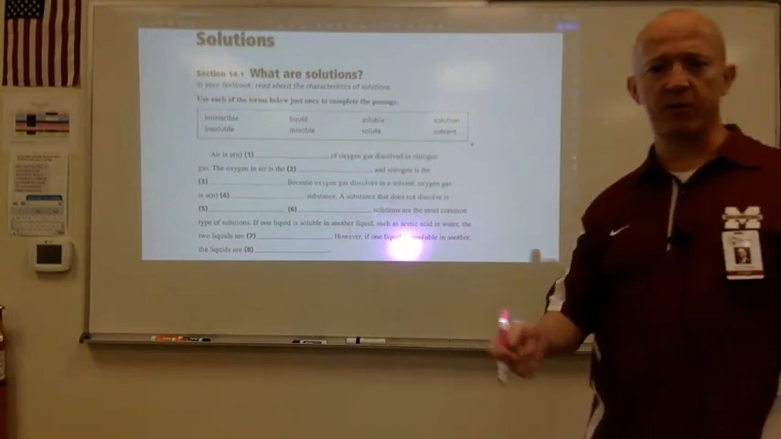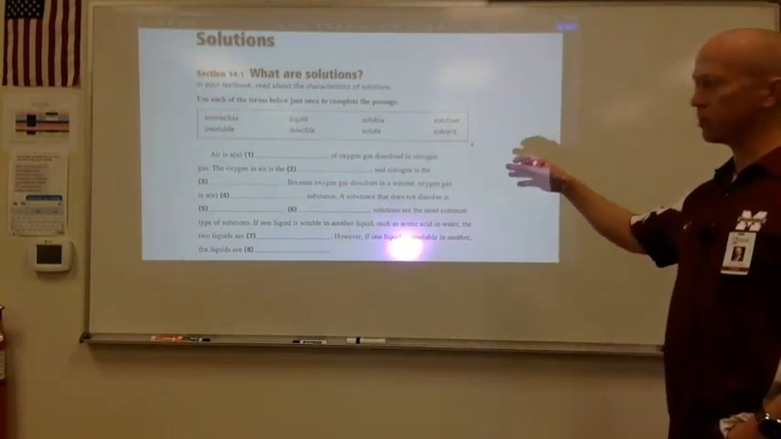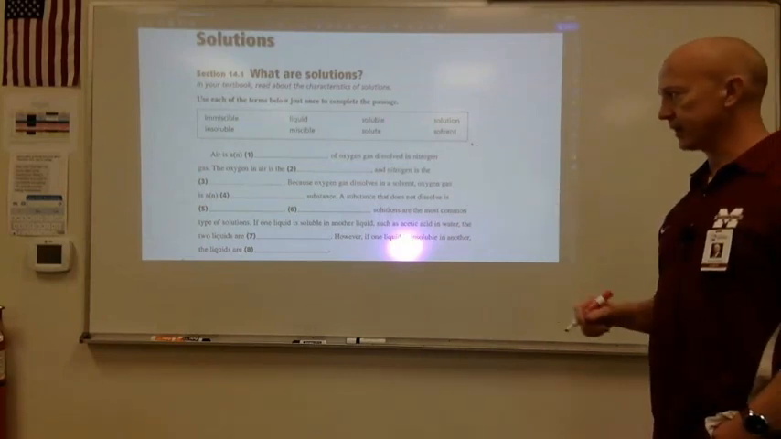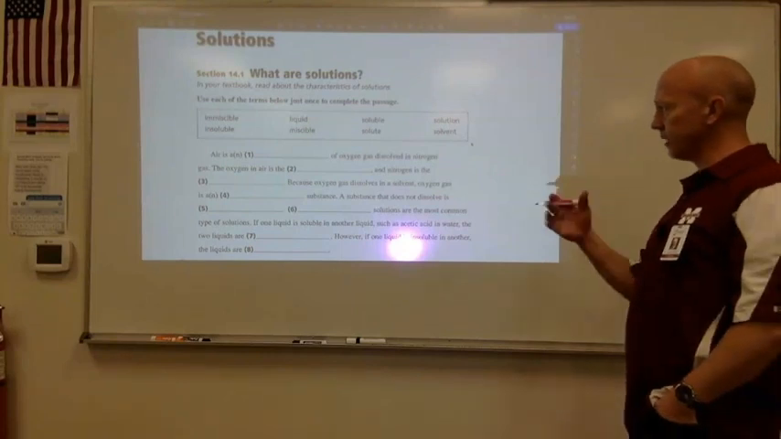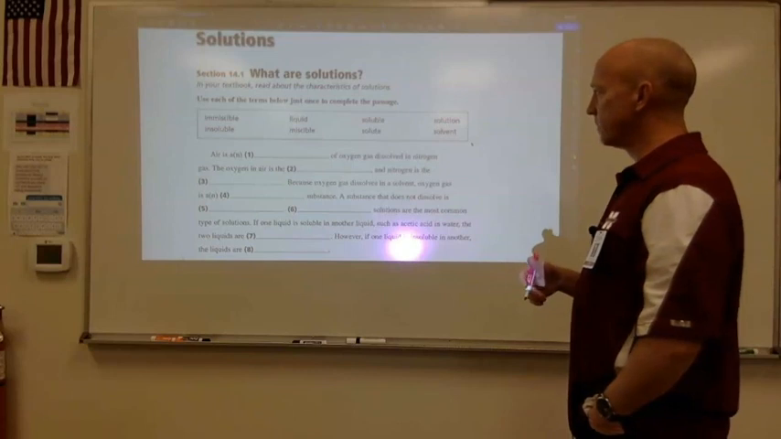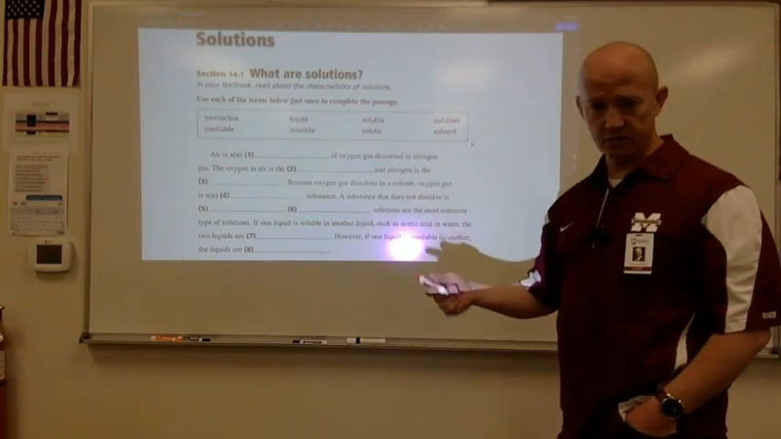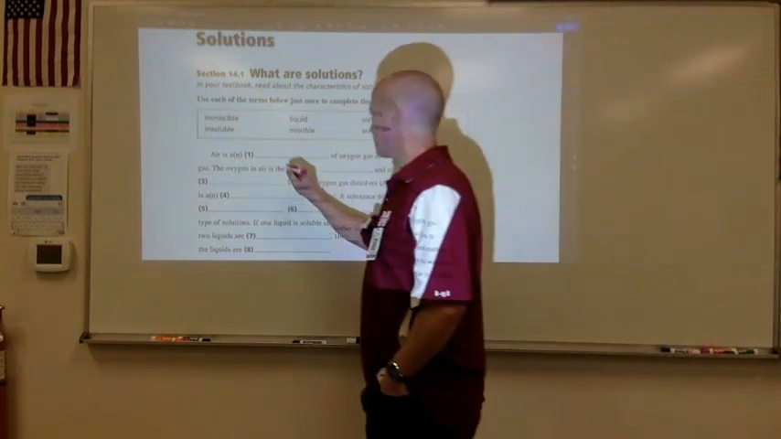Okay, so here we have part one of the study guide, and what we're going to do is just use the words in the word bank to fill in the blanks as needed. Air is a blank of oxygen gas dissolved in nitrogen gas. Well, air is a solution of oxygen gas dissolved in nitrogen gas. So we'll put solution right there.